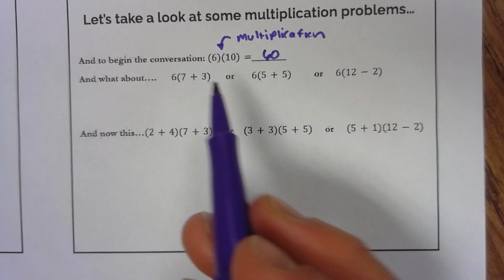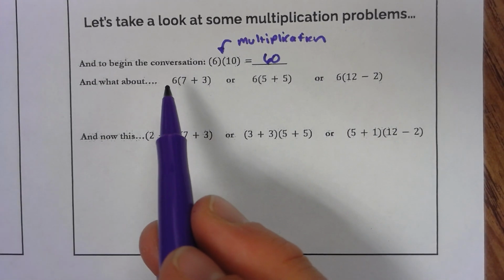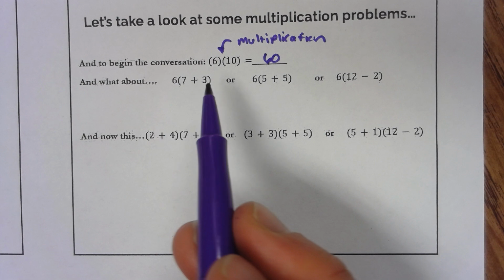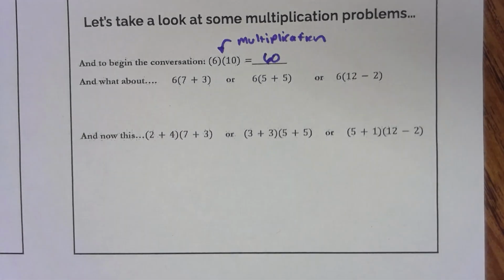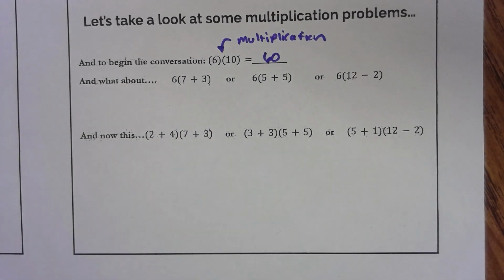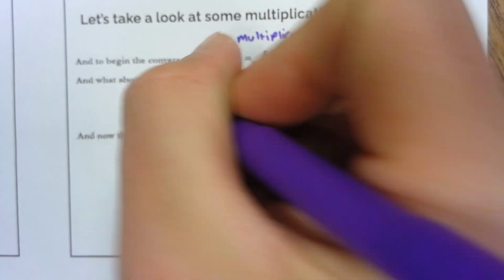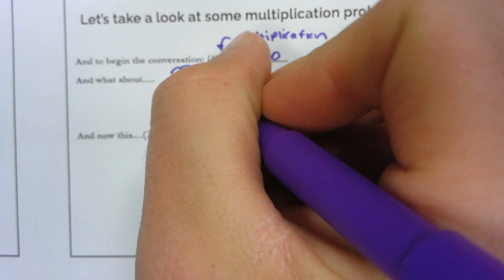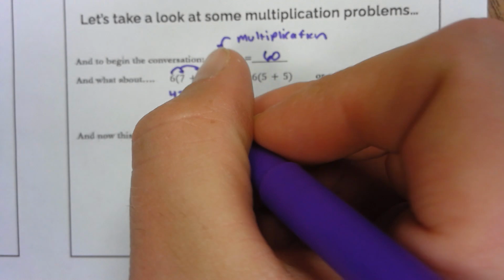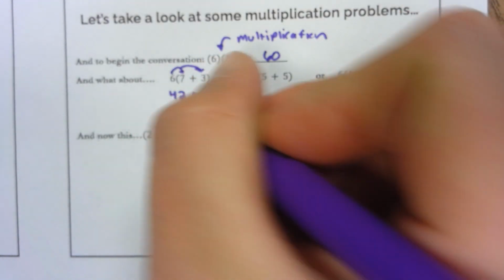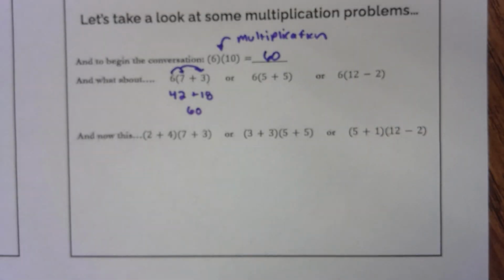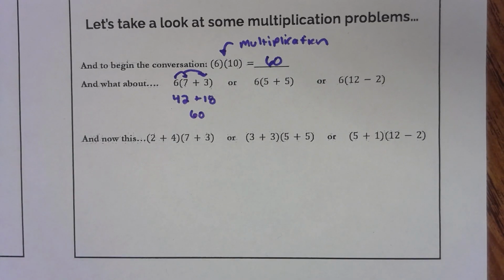Now, down here, when I have a number distributing to other numbers in the parentheses, there's two ways that we can do this. A lot of us, since we just worked on the distributive property, we might say, oh, I can do 6 times 7 and call that 42, and then 6 times 3 and call that 18, and 42 plus 18, well, I can add those. That's 60.